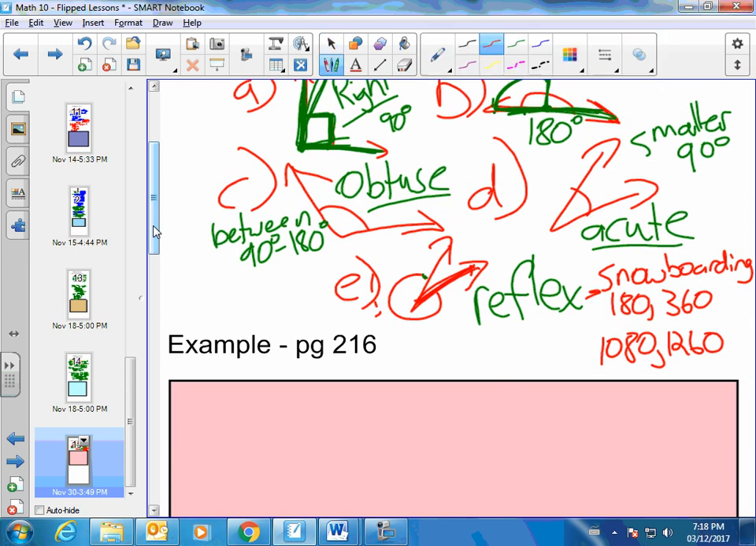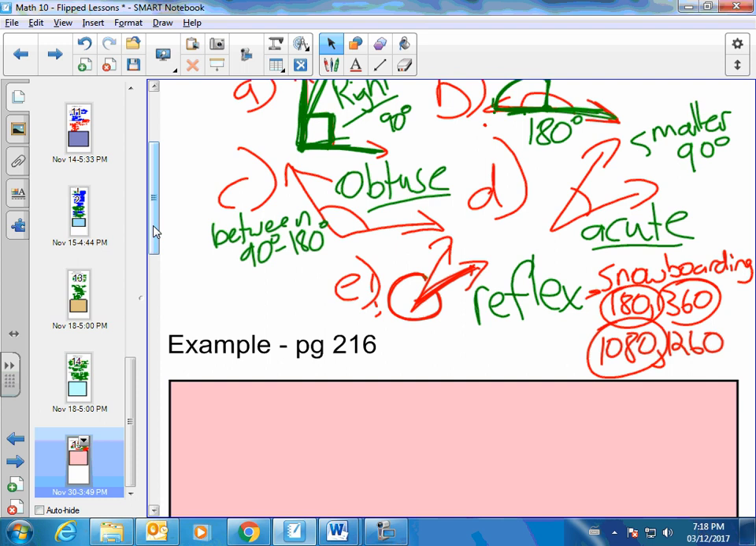So those are different versions of being able to do a spin in the air. 360 is all the way around. A 180 is basically just changing in the air so you're facing the other direction. A 1080 is actually 3 full turns in the air. Reflex angles are similar. They are obviously bigger than our straight angle up here, but they're not quite a closed 360.